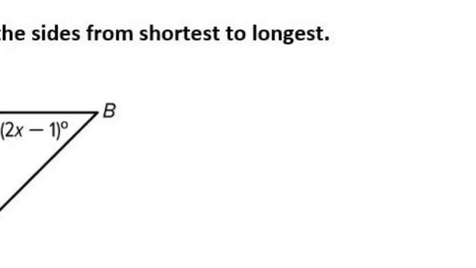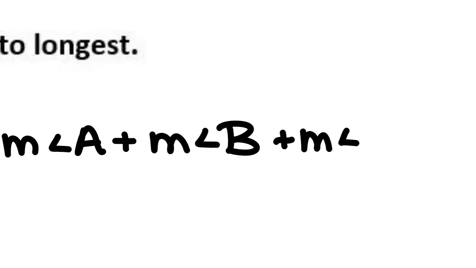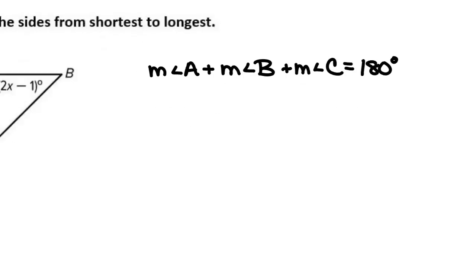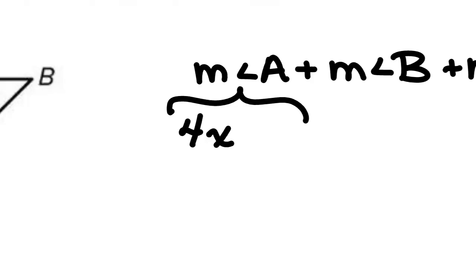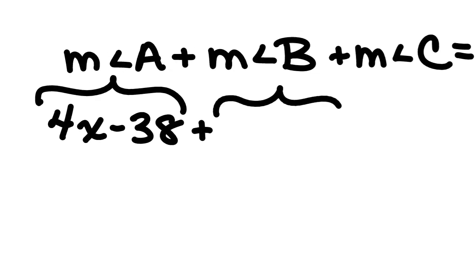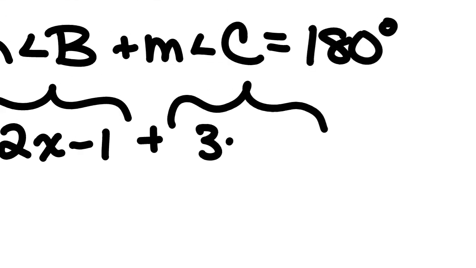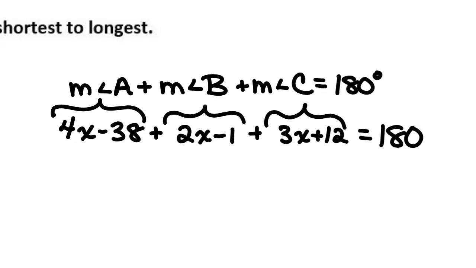Triangle sum theorem. And the triangle sum theorem tells me that when I add all three angles of a triangle, it's going to add up to how much? 180. How big is angle A? 4x minus 38 plus, how big is angle B? 2x minus 1. And angle C? 3x plus 12. All of that added together adds up to 180.